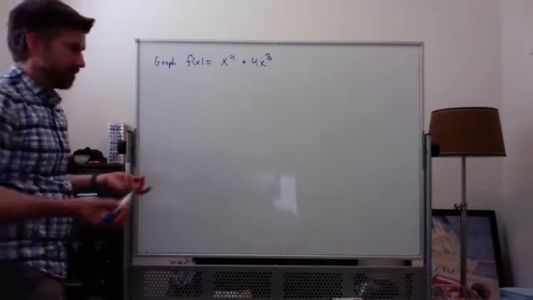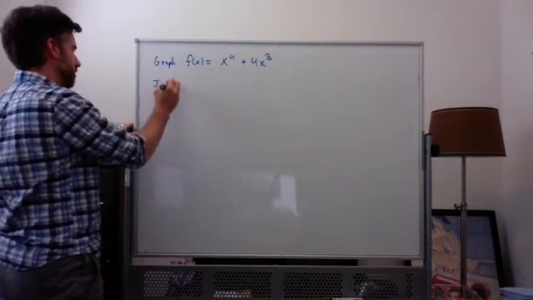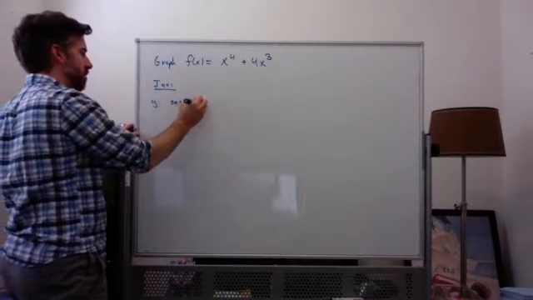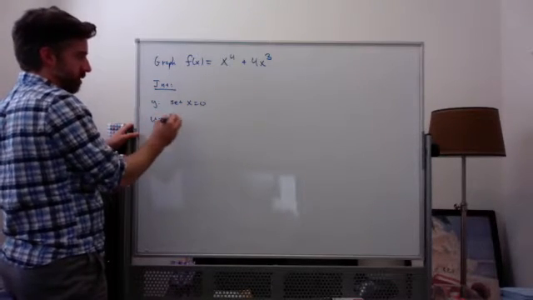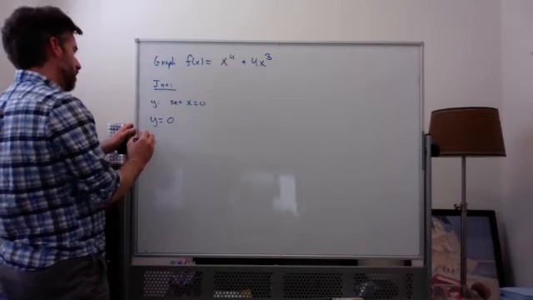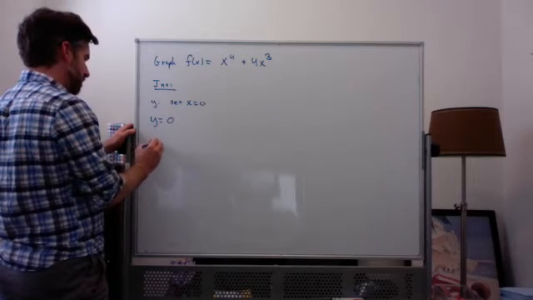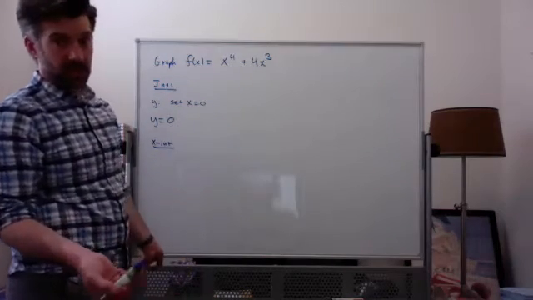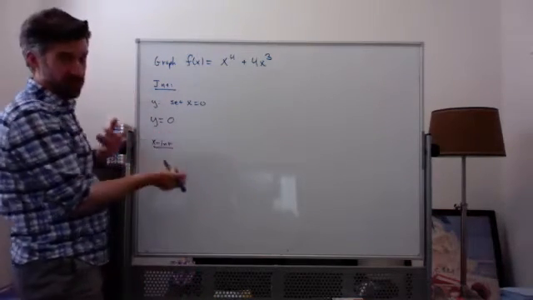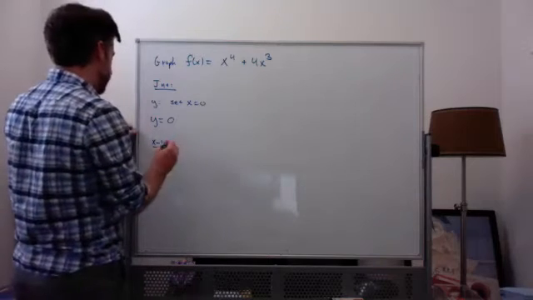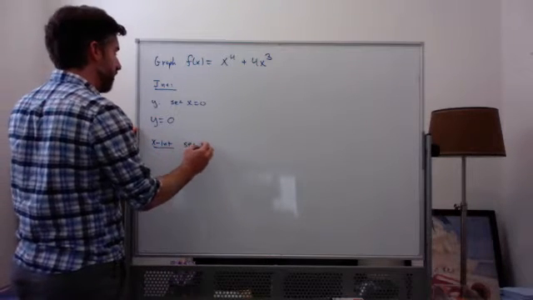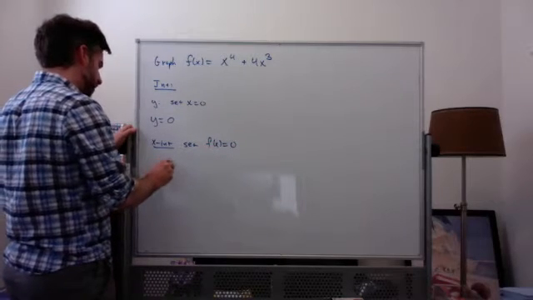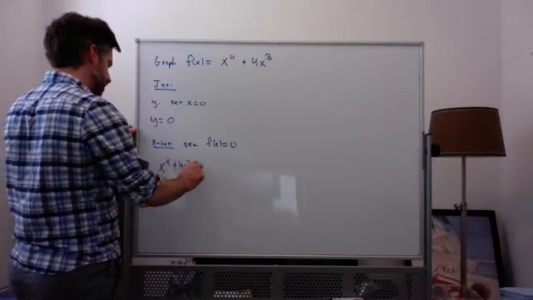So I always kind of start with the intercepts. So y-intercept, set x equal to 0. I'm going to get y equal to 0 plus 0 is 0. For the x-intercept, I already know the origin is going to be one of them because I got the origin as a y-intercept, so it's also an x-intercept. For the other x-intercepts, I'm going to set the function equal to 0, or y equal to 0, whatever you want to call it. So we get x to the 4th plus 4x cubed equal to 0.